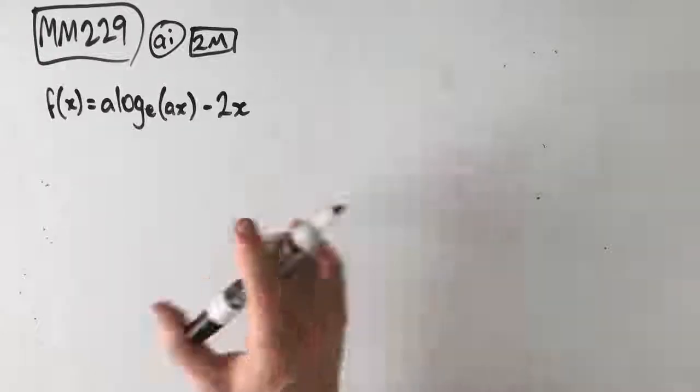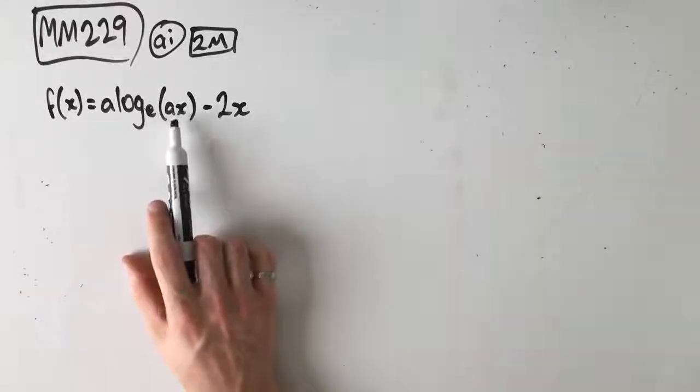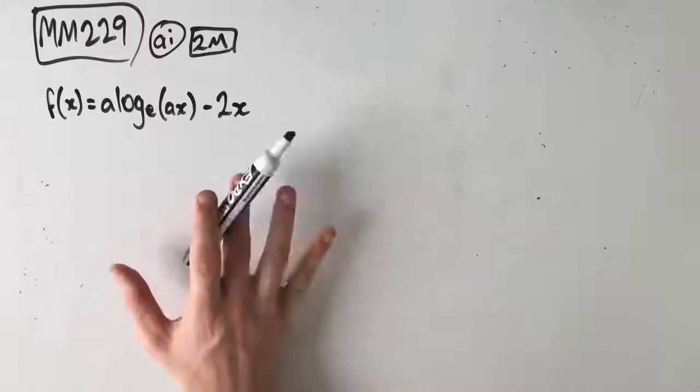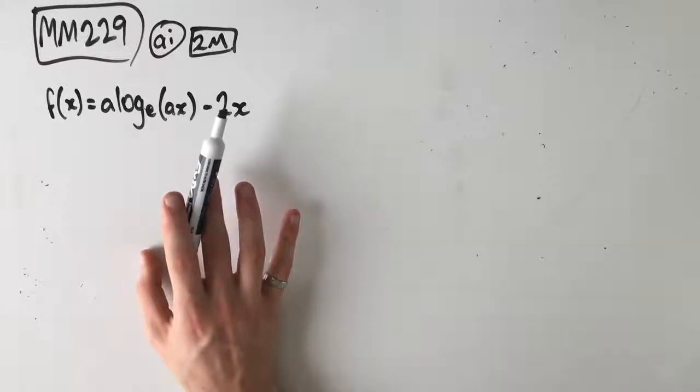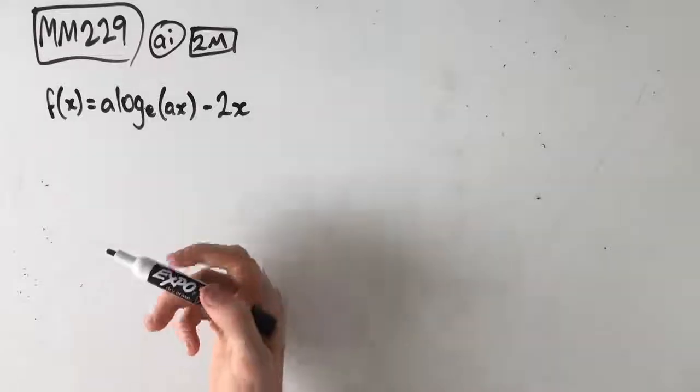In this question we've got this function f of x equals a log e of ax minus 2x, where a is a positive real constant. What we're trying to find is the x coordinate of the stationary point of the graph of y equals f of x in terms of a.